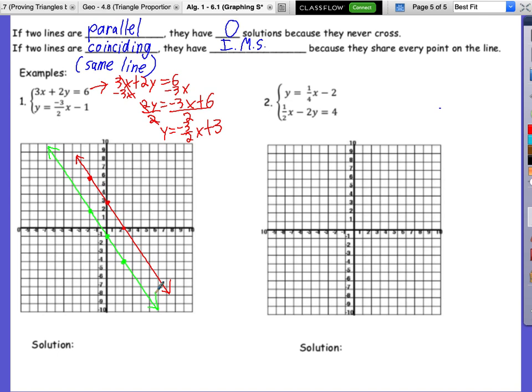What do we notice about these lines? They're parallel, they never intersect. So how many solutions are there? 0. None. So our solution is that there is no solution.